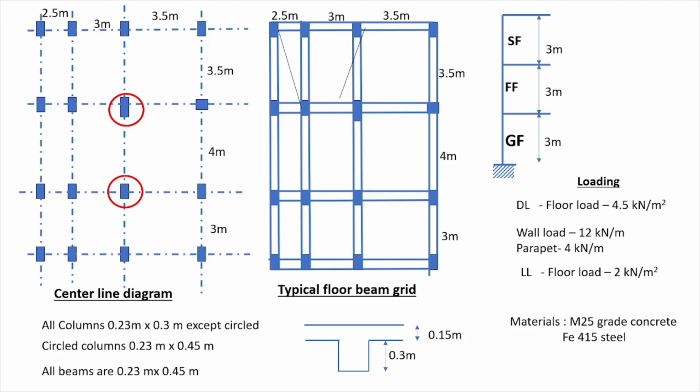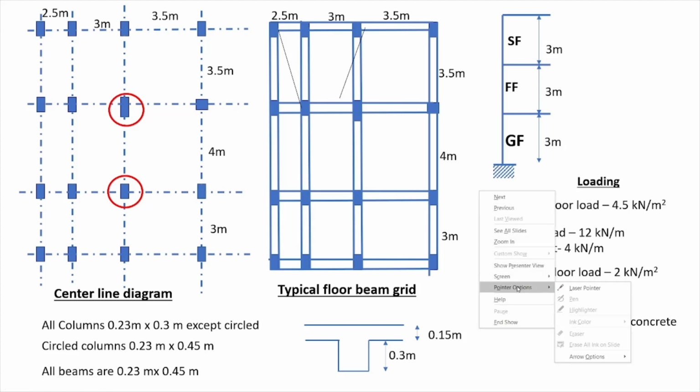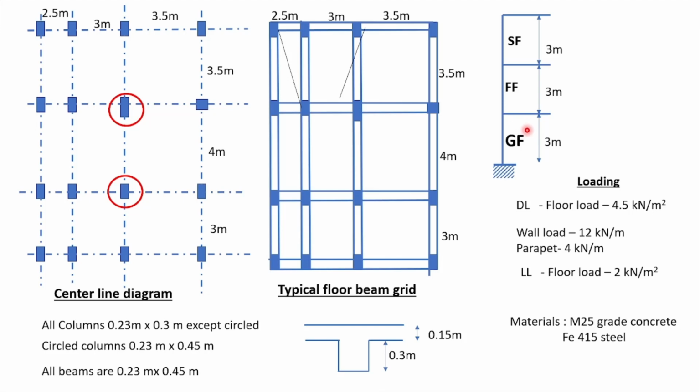I'm not discussing that, because I'm concentrating only on how to design or analyze this building in Staad.Pro. Okay, so here I have a center line diagram of the building, and the typical floor plan is that this is a G+2 building, and each floor height is 3 meters.